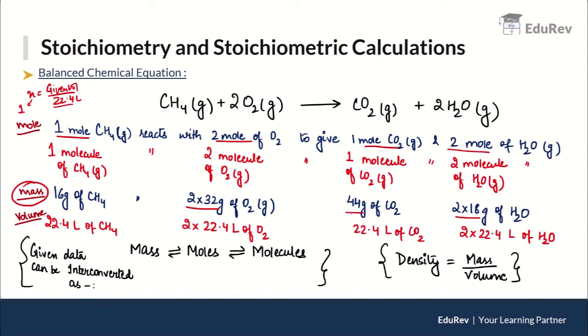That is why it is written here: 22.4 liter of methane reacts with 2 into 22.4 liter of oxygen to give 22.4 liter of carbon dioxide and 2 into 22.4 liter of water. So mass, moles and molecules are interconvertible in terms of data, right? One more thing you have to keep in mind is the relation between density, mass and volume, because many a times in questions you are provided with the data of density. So you must recall this relation: density equals mass upon volume.